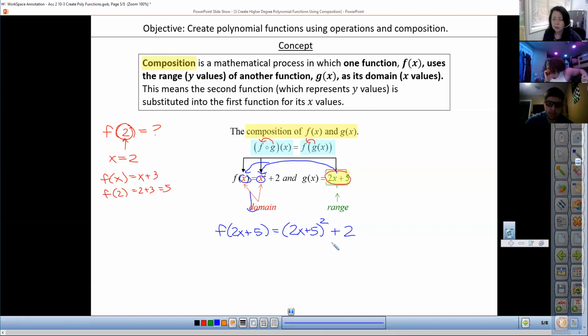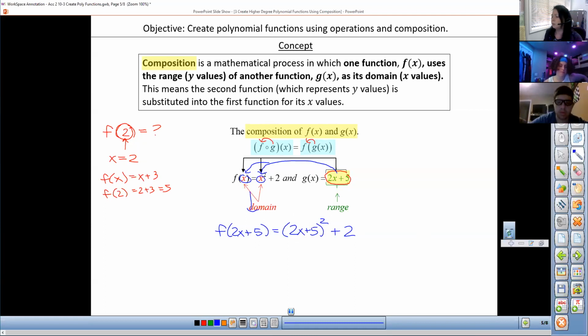Once we've done this, then it's about using our algebra skills to simplify it and get it into standard form. So that's what we're going to look at now, is some examples where we're doing this.